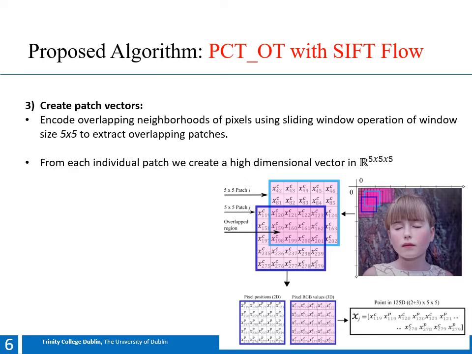The third step is creating batch vectors. In a similar way to BCT, we encode overlapping neighborhoods of pixels to preserve local topology, using a sliding window operation of size 5 by 5 to extract these overlapping batches. From each individual batch, we create a high-dimensional vector in 125-dimensional space. This comes from concatenating every pixel in the batch, where each pixel is in 5D space.